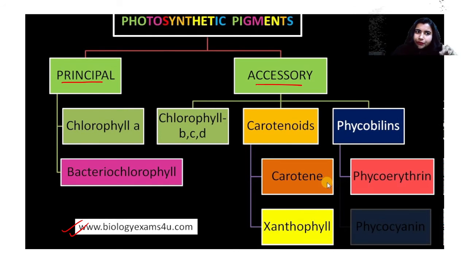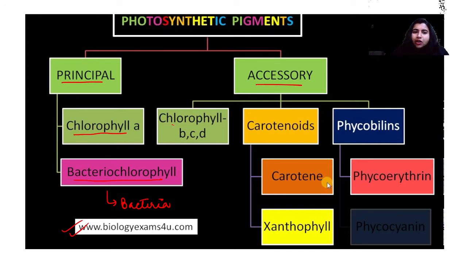Am I clear to everyone? Principal means what? These are the pigments which absorb the main sunlight. And accessory means what? They are the pigments which help the principal pigment to absorb more light. The principal pigment is chlorophyll A in case of plants, and bacteriochlorophyll in case of bacteria.